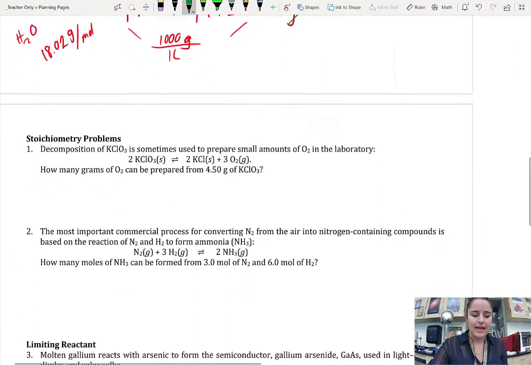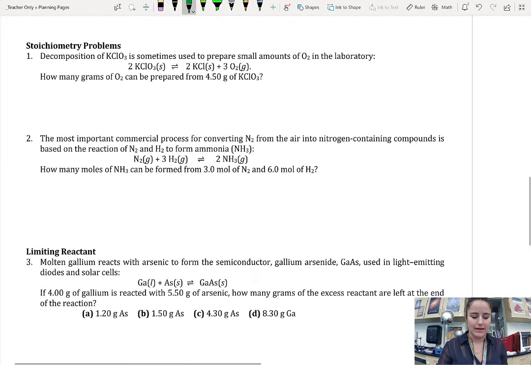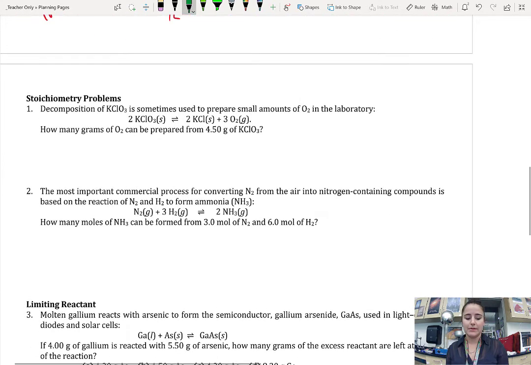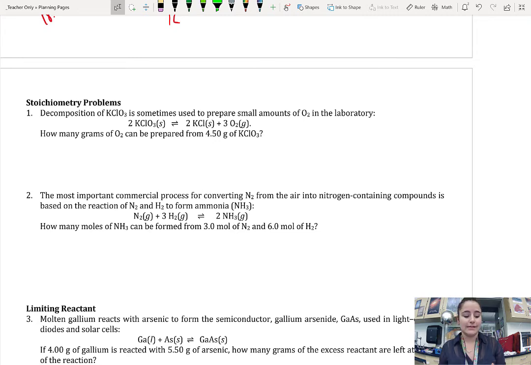Okay, cool. Let's do some stoichiometry problems. We're going to do that, and then we're going to do 2 stoichiometry problems, and then some limiting reactant problems. Right? And they do kind of all blend together. I'm sorry. I should have put it just like on top, and these are just practice problems that we're going through.